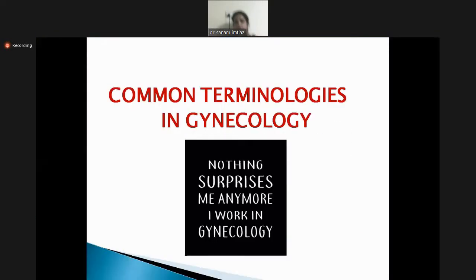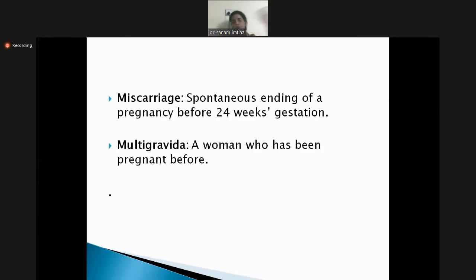So the common terminology that you'd use in gynecology would be like miscarriage. What is miscarriage? It is a spontaneous ending of the pregnancy. And this occurs before, like I mentioned, 24 weeks of viability. So anything that happens before 24 weeks fulfills the criteria of a miscarriage. Miscarriage has many types. It has threatened, inevitable, complete miscarriage, incomplete miscarriage. So there are further types of that as well.